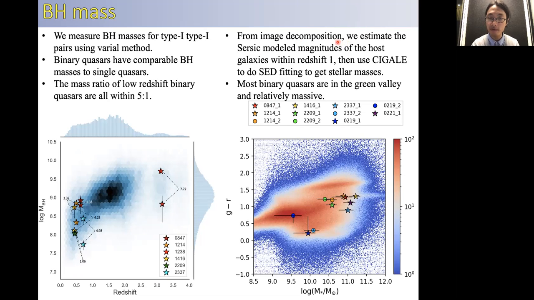On the other hand, from the image decomposition which we used to select our candidates, another thing we can benefit from that method is to estimate the Sérsic model magnitudes of the host galaxies, and we set the criterion to be within redshift 1. We then use SEAGULL to do SED fitting to get the stellar masses of these systems. And we find most of our binary quasars are located in the green valley, and they are relatively massive, as you can see here. So we suggest that this could indicate enhanced star forming activity in these systems.